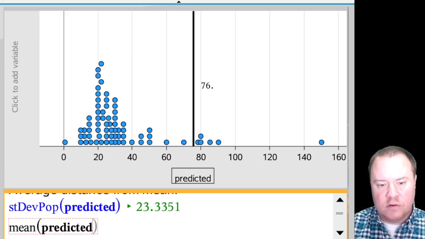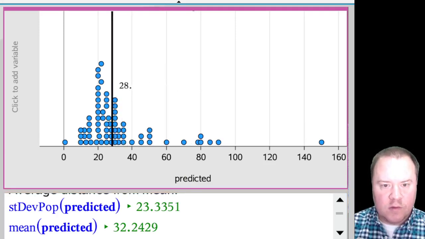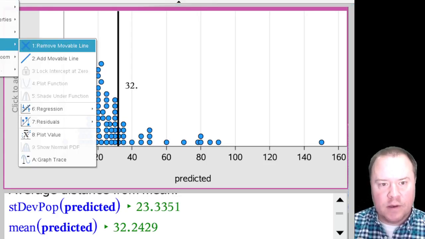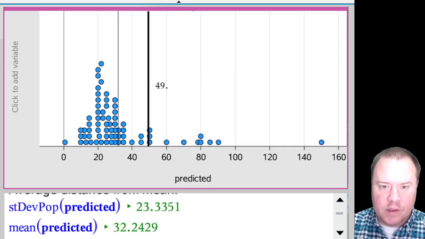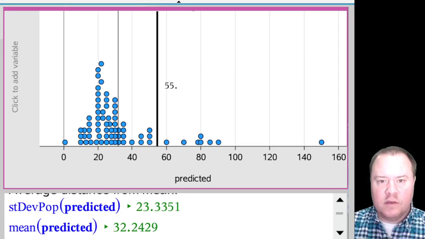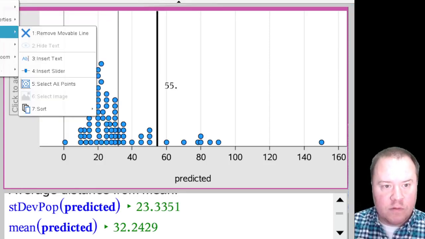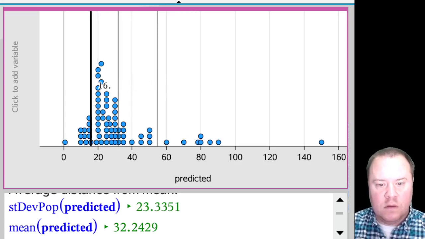The mean of the predicted values is about 32. So let's put that at 32. So here's the mean. And then if we add another one, let's say we put that at 23 above 32, which would be 55. So this is one standard deviation above the mean between these two lines. And then we could add another one and go below the mean too, right? So if we go 23 below 32, that puts us at about 9, right?